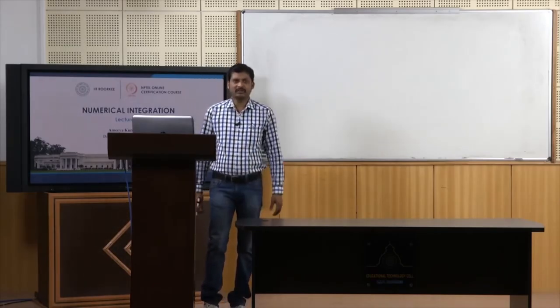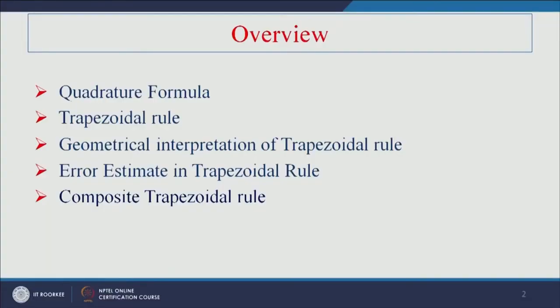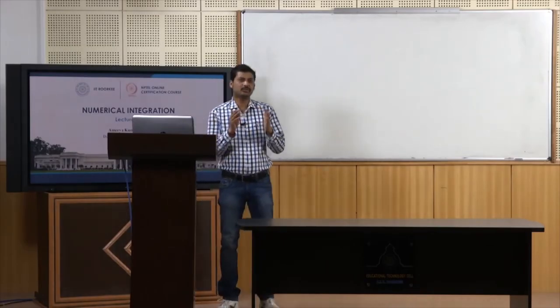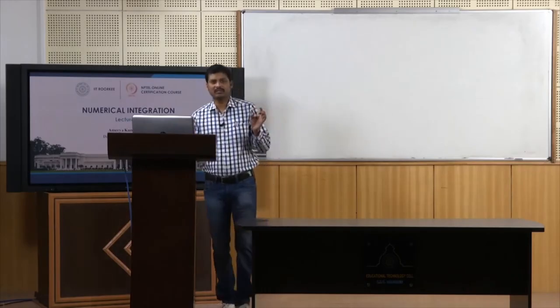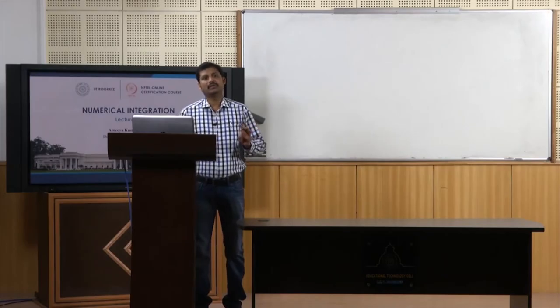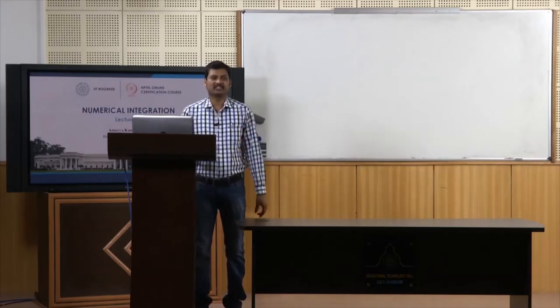First we will discuss the quadrature formula, then we will go for the two point formula, that is the trapezoidal rule, then the geometrical interpretation of the trapezoidal rule, and error estimation in the trapezoidal rule, then the composite formula of the trapezoidal rule. If in each of the intervals you use two points, and then apply this formula over the total interval, that is called the composite trapezoidal rule. How we can obtain the formula, I will discuss in this lecture.